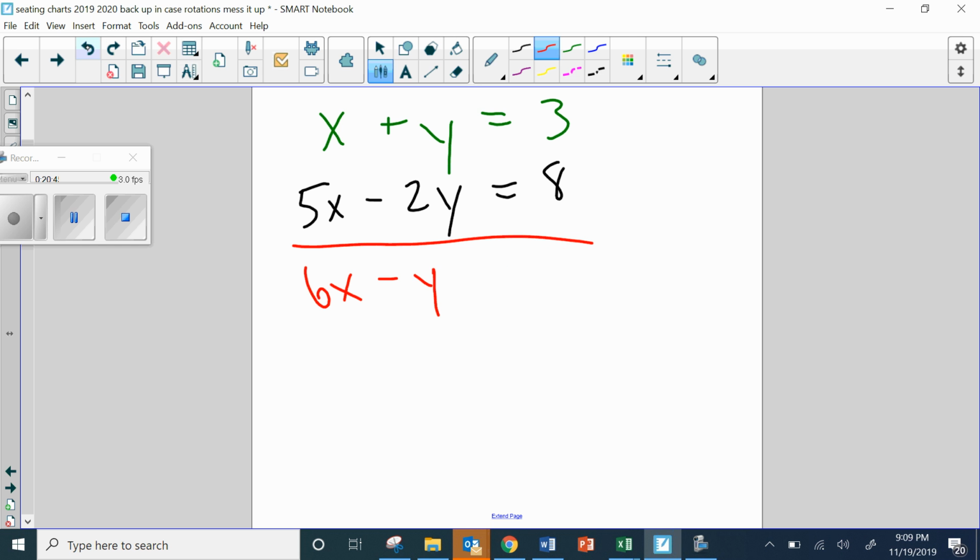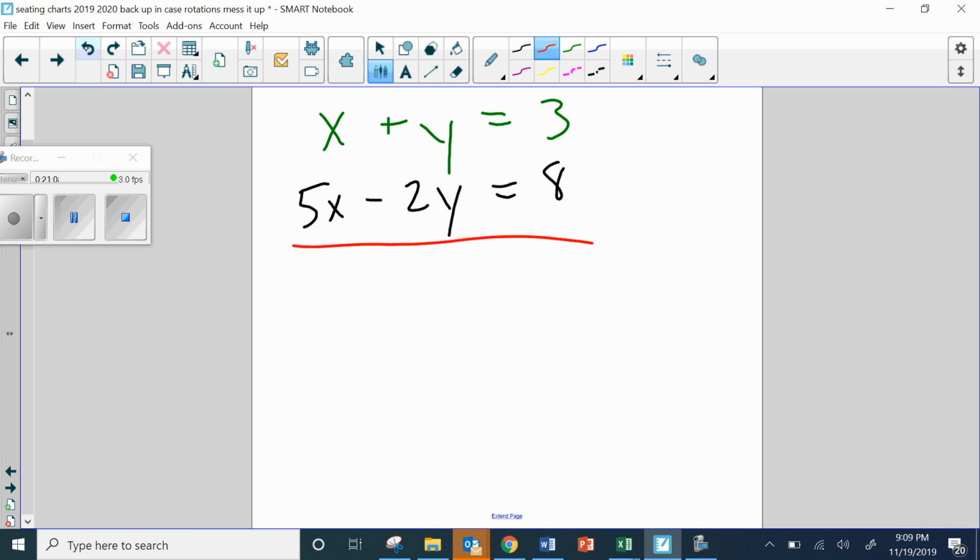So what I need to do is I need to alter one of the equations. I need to multiply one of the equations by some number so that I create an equivalent equation, an equivalent system of equations. But now two of the variables will cancel out. Either the y's will both cancel out or the x's will cancel out. I actually have a couple of options.